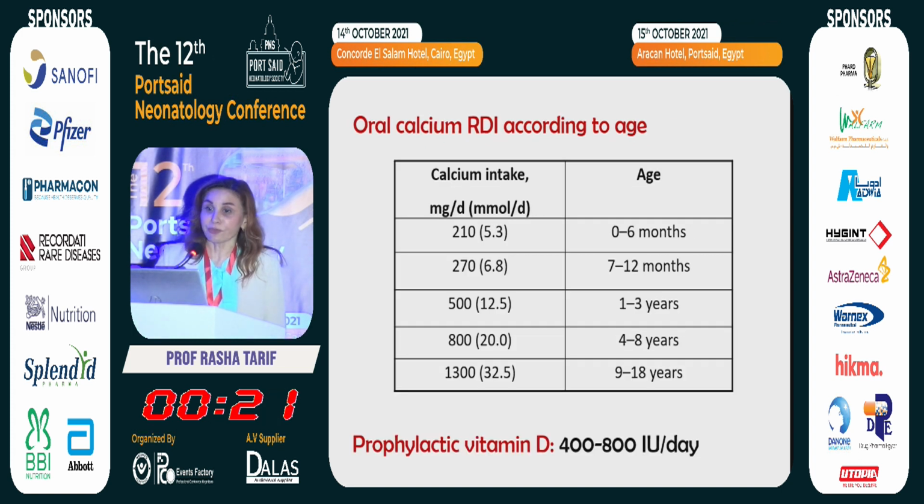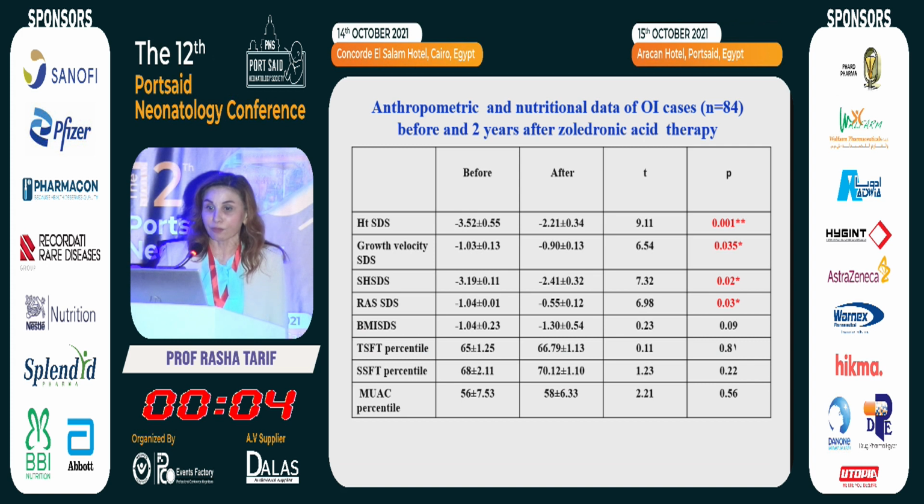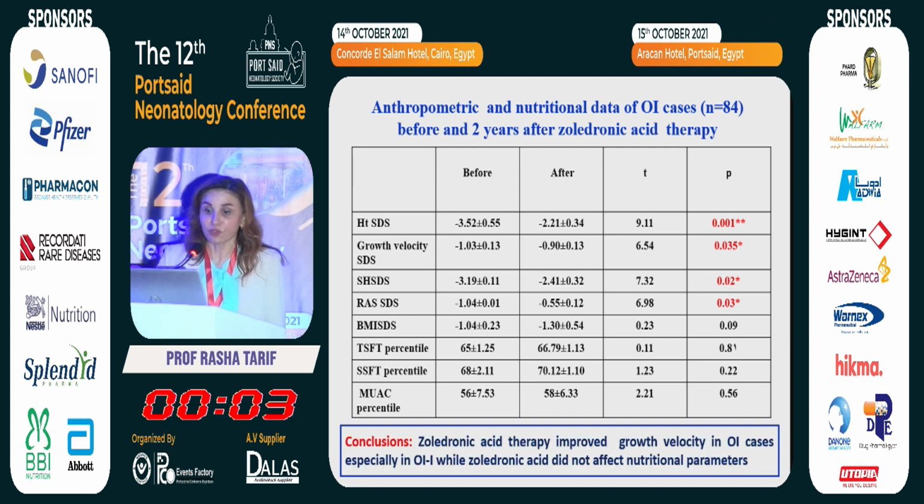Of course, we need to increase the calcium requirements for those children and give prophylactic vitamin D. And this is a research that we conducted at Ain Shams University assessing anthropometric and nutritional data of Egyptian children with osteogenesis imperfecta. 84 patients were recruited. Of course, we found significantly lower height SDS, growth velocity, and sitting height in those children.